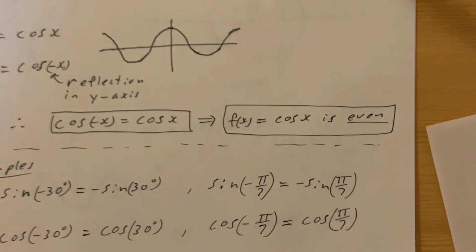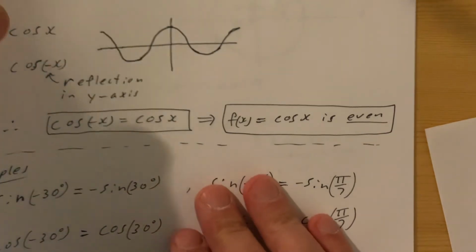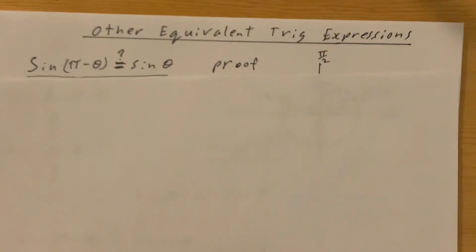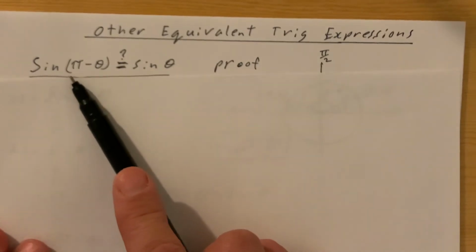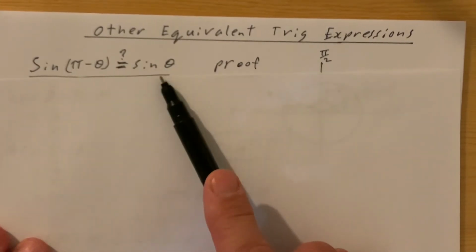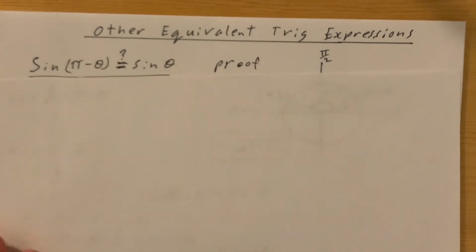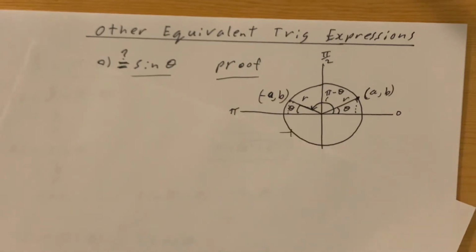Okay, so let's look at some more examples of this type of stuff. So other equivalent trig expressions. All right, so let's see if sine of pi minus theta equals sine of theta. Okay, see if they are equivalent, no matter what theta is. So let's take a look at this proof that I have over here.